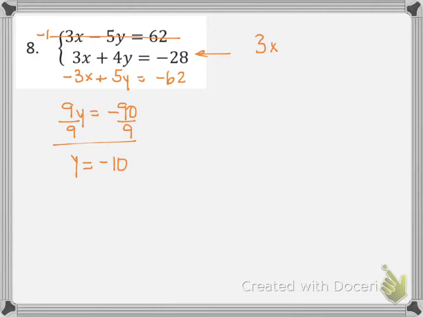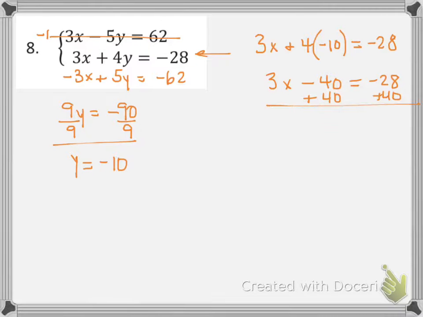3x plus 4 times y, which is a negative 10, equals a negative 28, and then solve for x. So we get 3x, 4 times negative 10 is a negative 40, equals a negative 28. Add 40 to both sides, and that gives us 3x equals a positive 12. Divide by 3, and we get x equals 4. So the solution to this system, x value 4, y value negative 10.